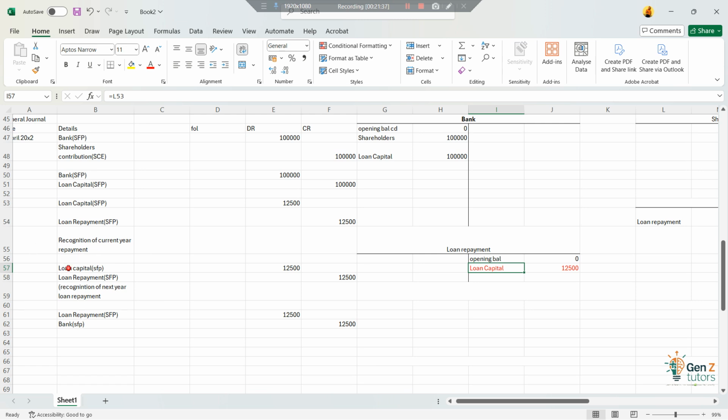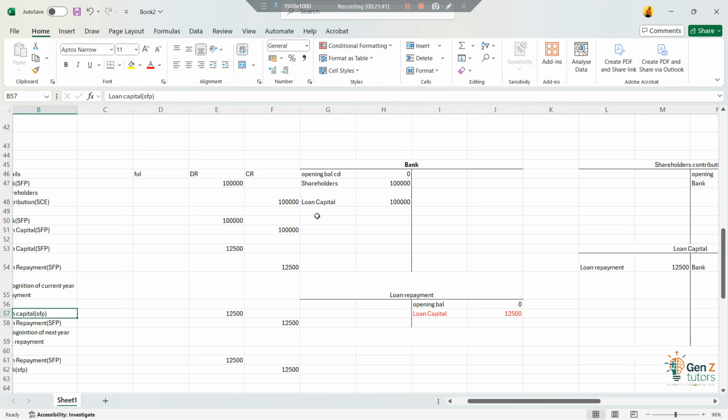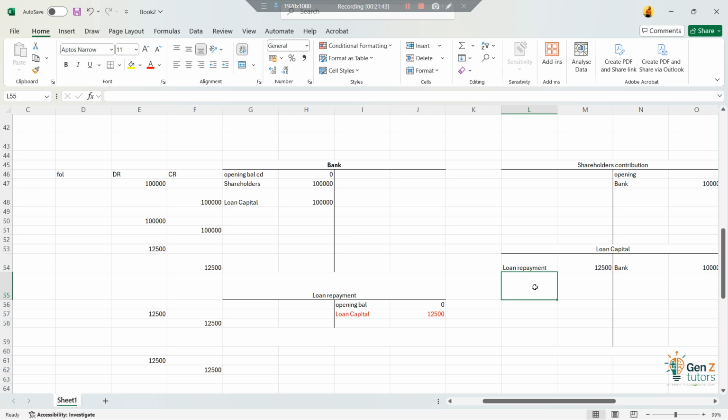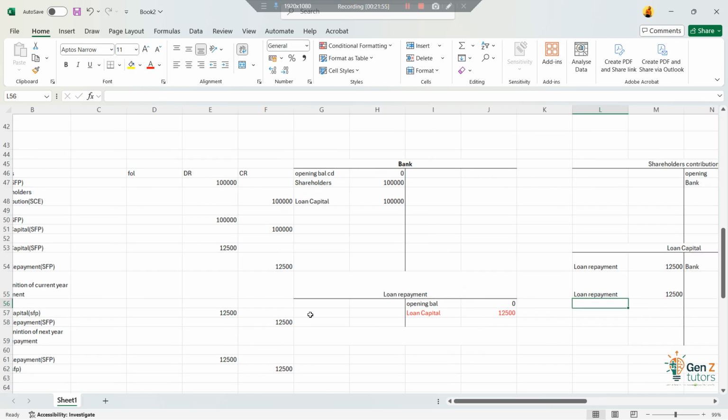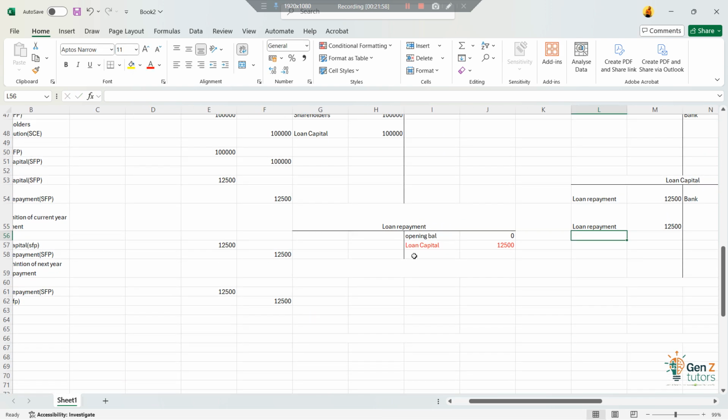And then after that, what did we have? We had a credit on loan repayment due to loan capital. We put that in there, and it was a credit of what? 12,500. This is the loan portion that we are going to pay this year. Let me just make it red so that you guys don't get lost.